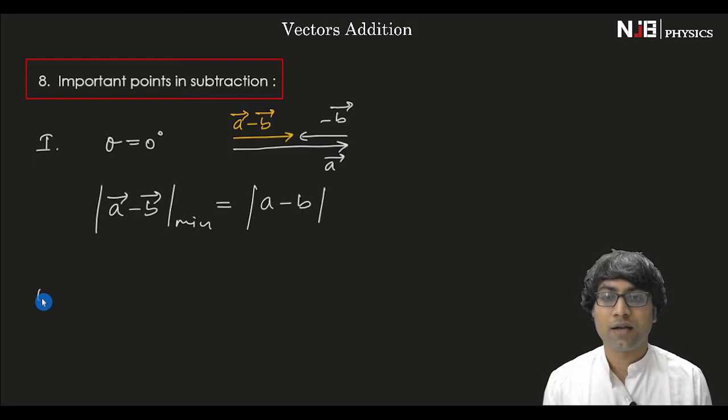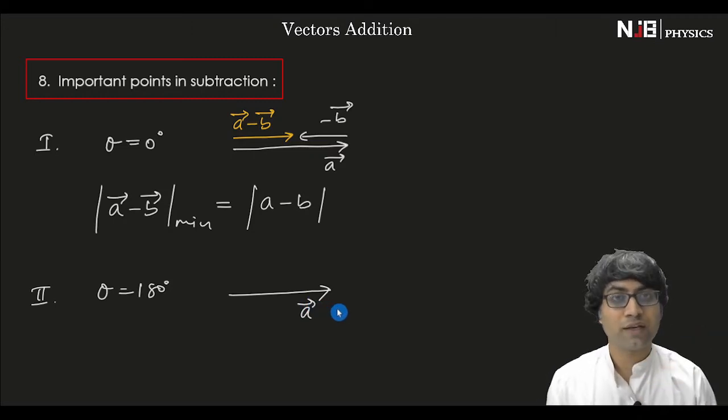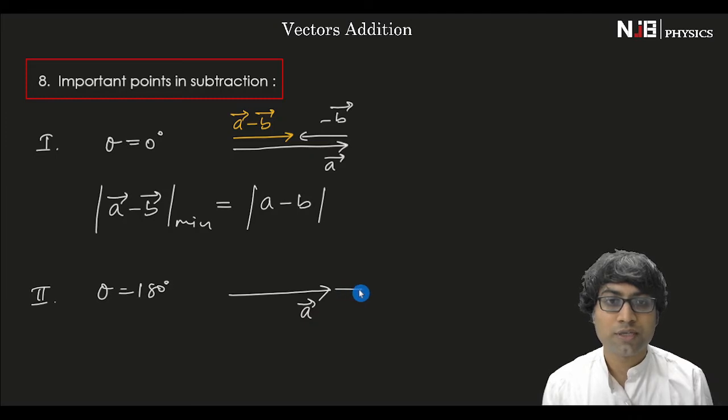Let's see another situation. What will happen if the two vectors are anti-parallel? That means theta is equal to 180 degrees. If theta is equal to 180 degrees, then this is going to be the a vector and the b vector is opposite to the a vector. So if we want to do a vector minus b vector, then minus b vector will start from where a vector has ended. So this is going to be the minus of b vector.